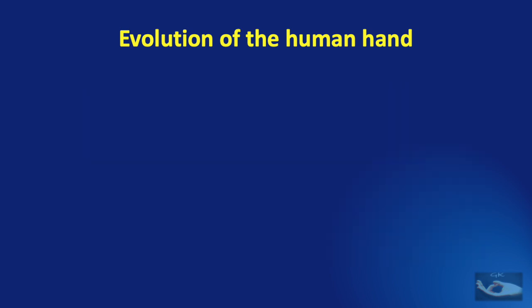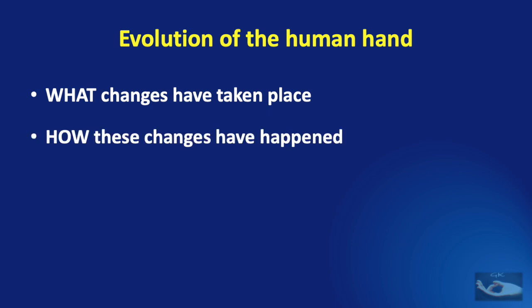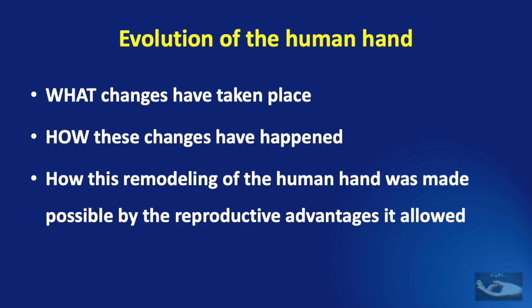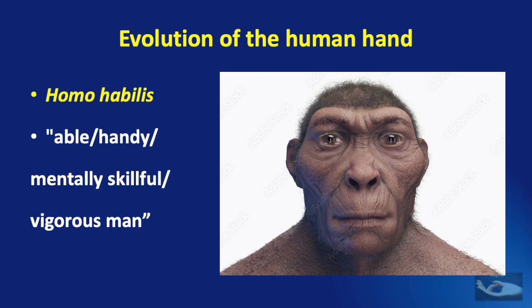So in this video we shall see what changes have taken place in the hand, how these changes have happened, and how this remodeling of the human hand was made possible by the reproductive advantages that it allowed. This is an artist's depiction of the Homo habilis, and the name represents able or handy or mentally skillful.